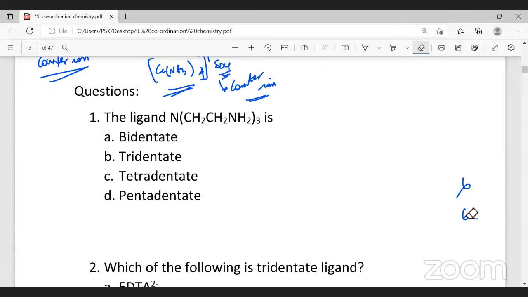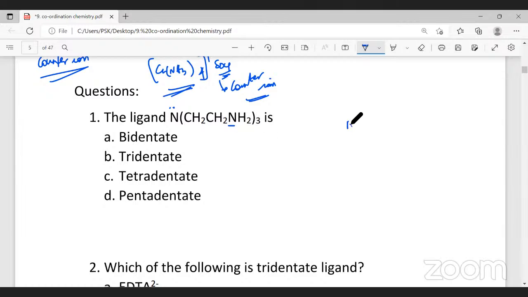N(CH2CH2NH2) thrice is. What is that? Now, totally we have how many pairs of electron donors? See, nitrogen will have a lone pair of electrons. Here also we have a nitrogen. How many nitrogens are here?